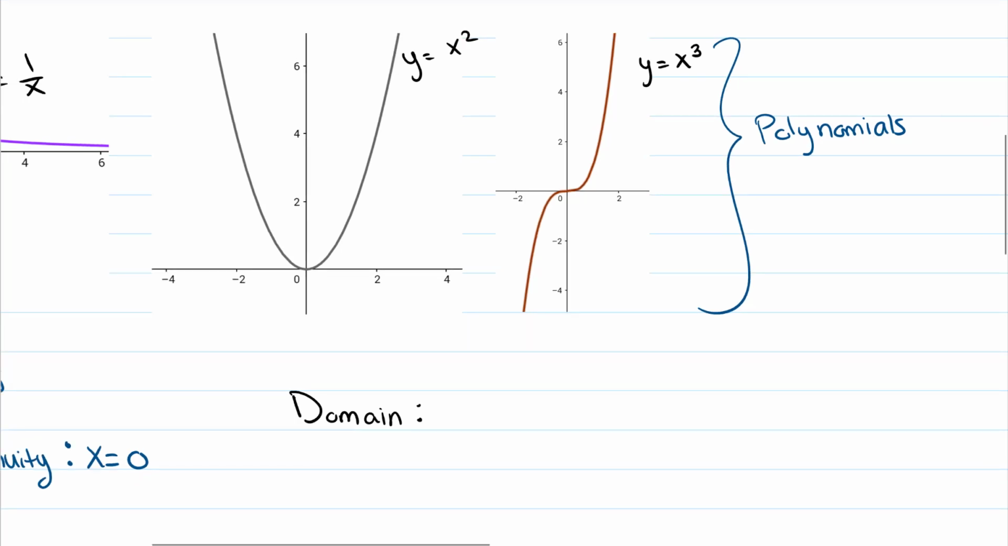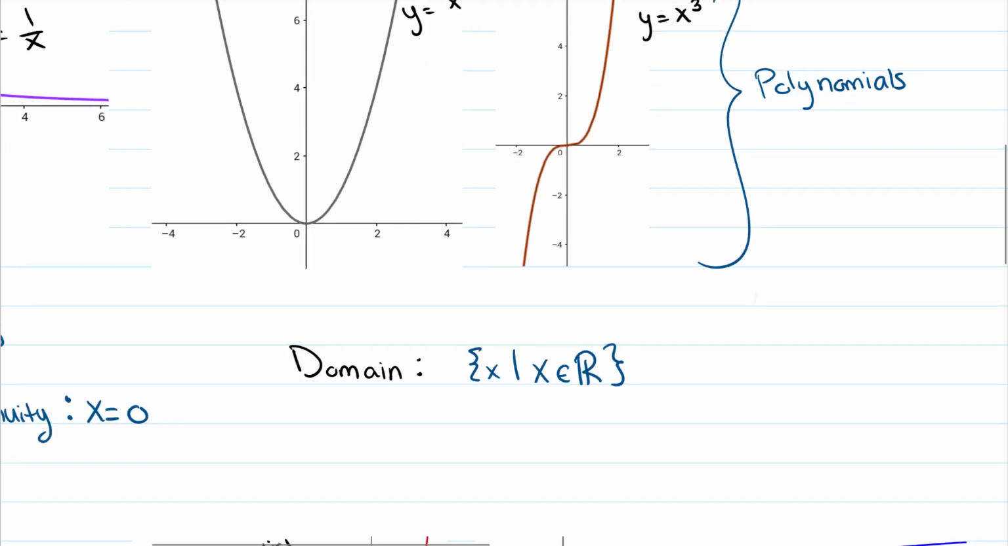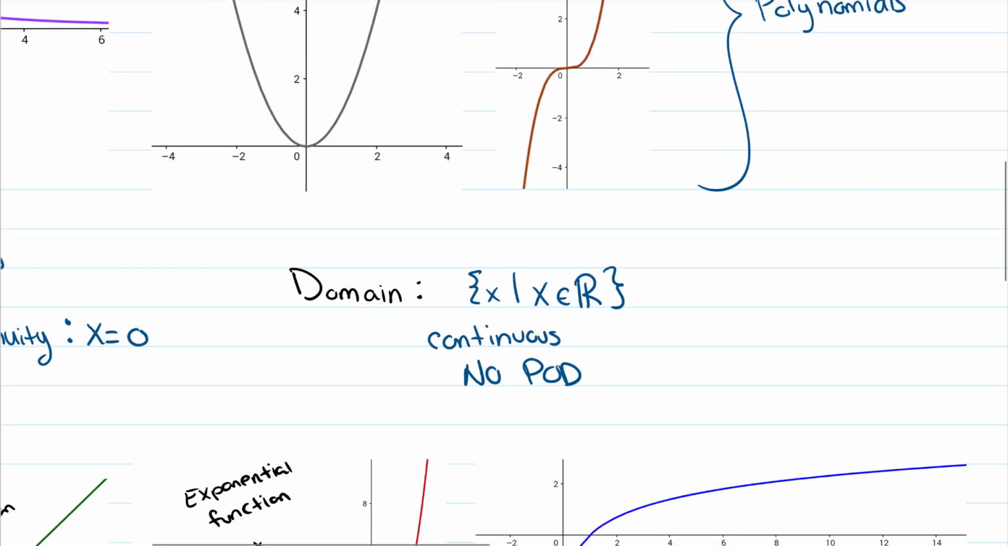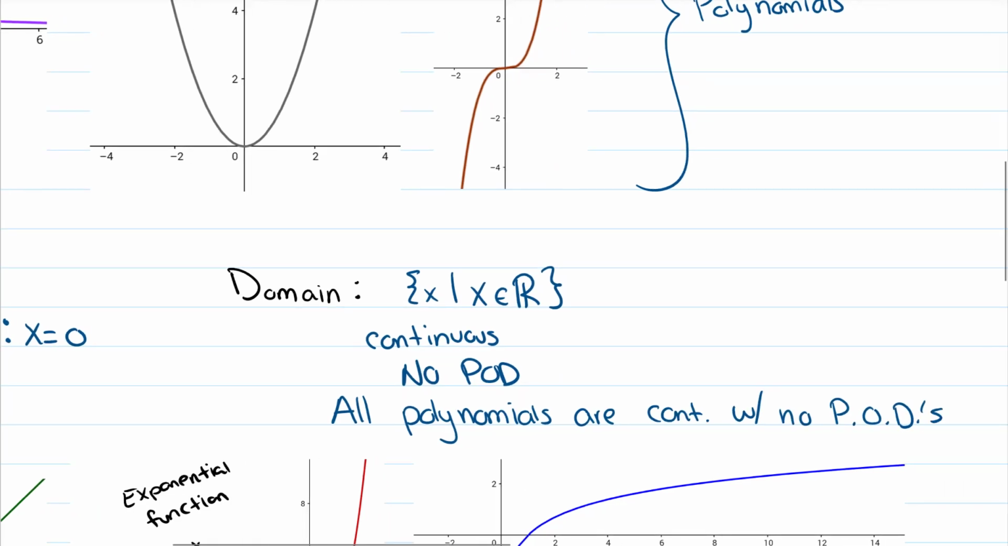So the domain for all polynomial functions is x such that x exists in all the real numbers. So all polynomials are continuous. They do not have any points of discontinuity because polynomials are always continuous everywhere. And so we can generalize this to say all polynomials are continuous with no points of discontinuity.